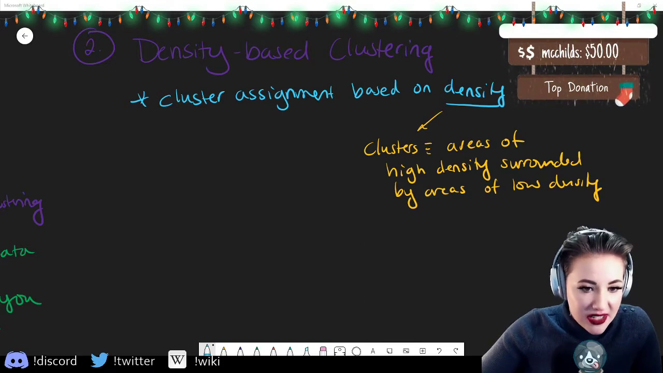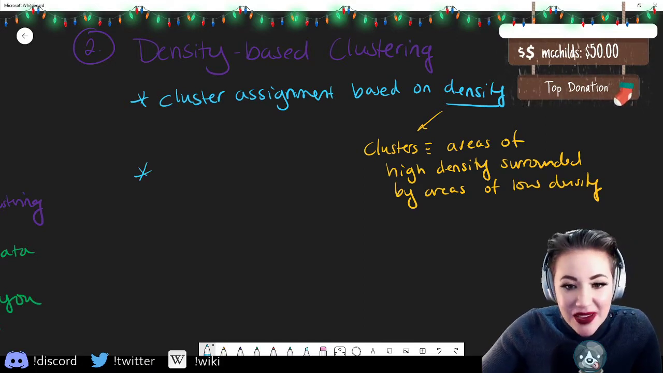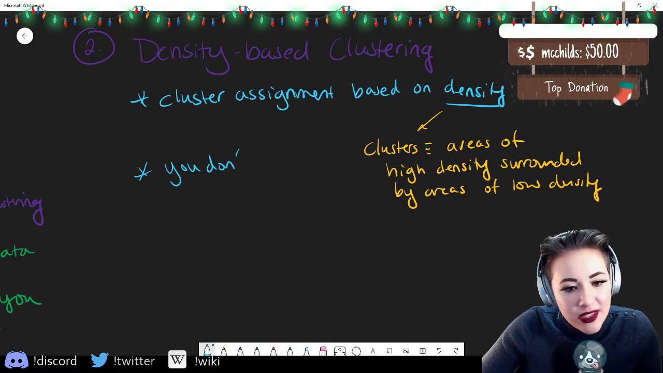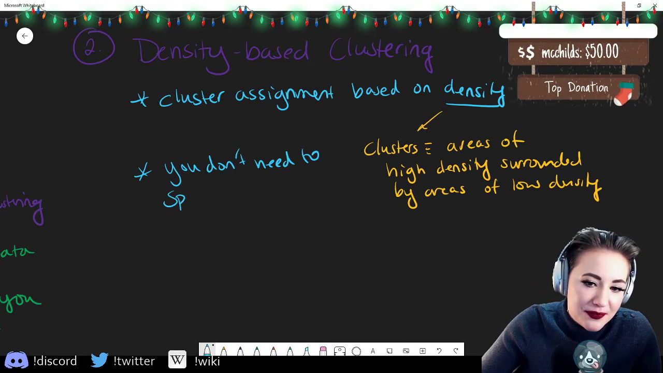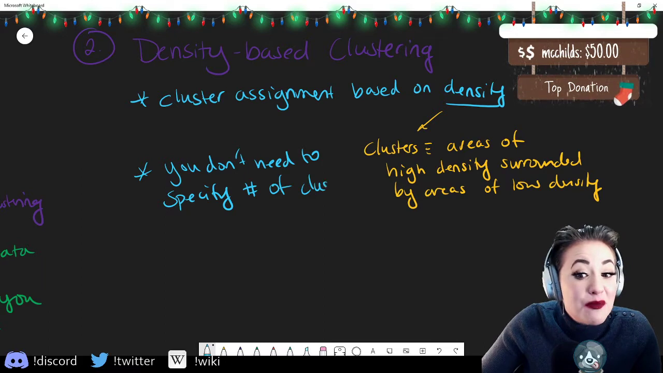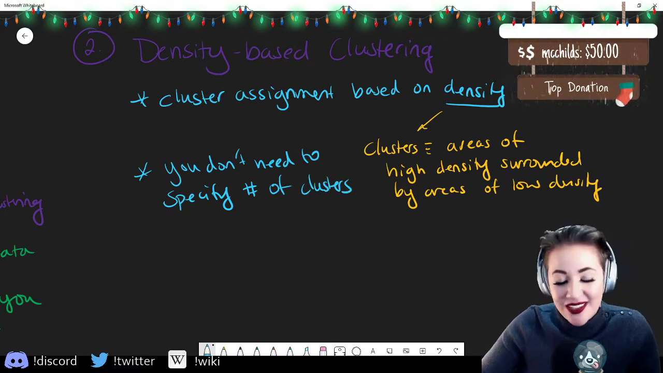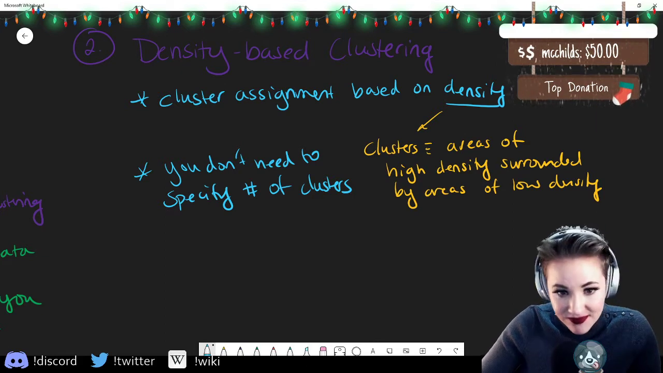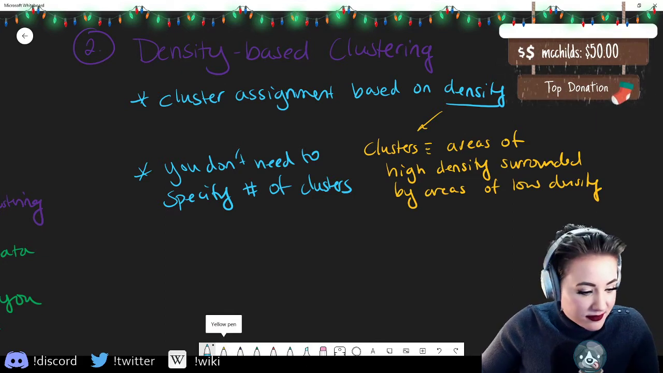Beautiful, beautiful thing about density-based clustering, guess what? You don't need to specify the number of clusters. So that is a perk to density-based clustering. That is wonderful. We don't have to go in knowing how many clusters to use.